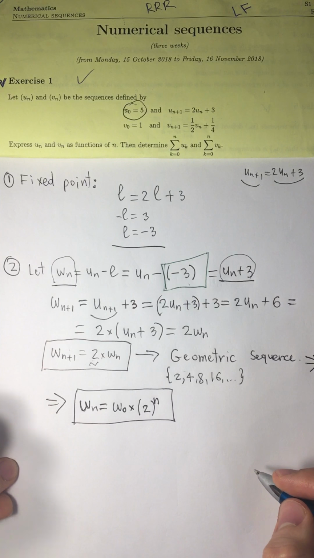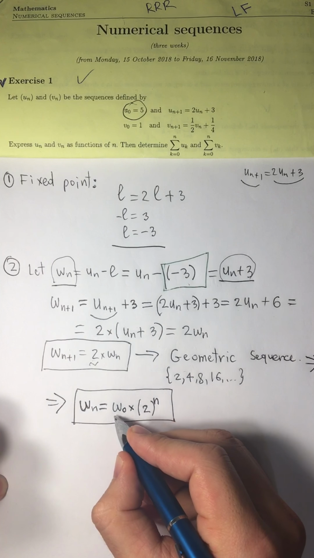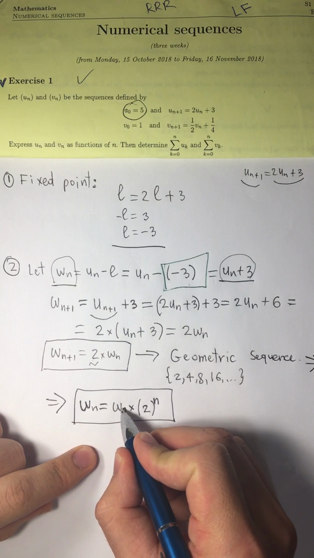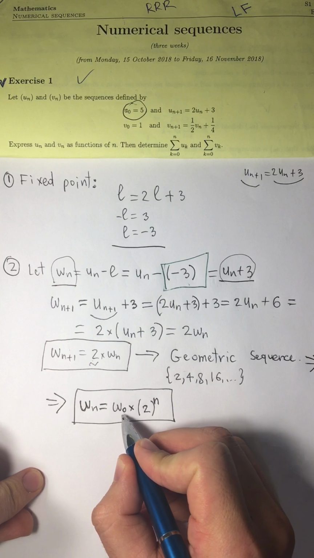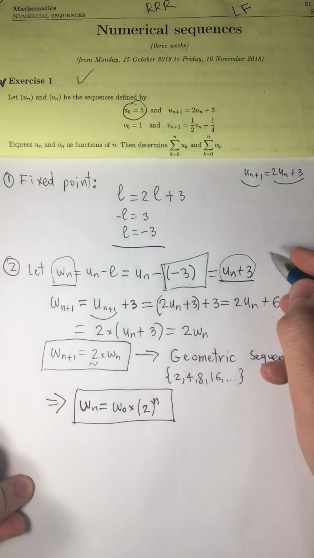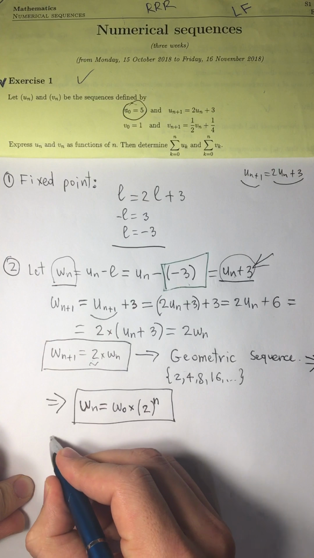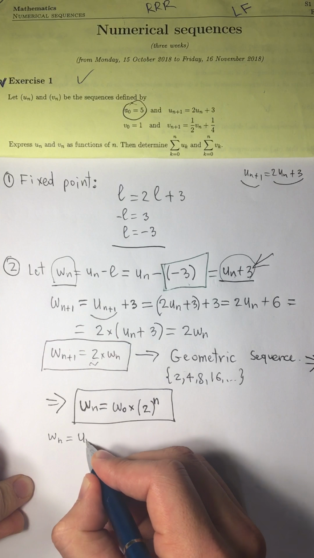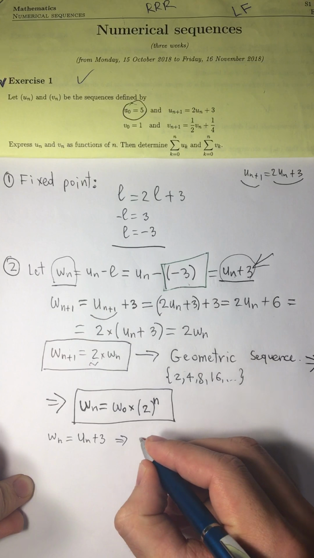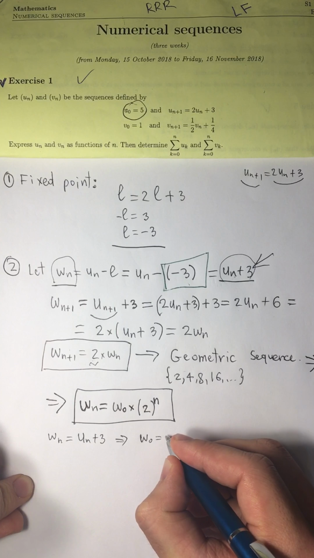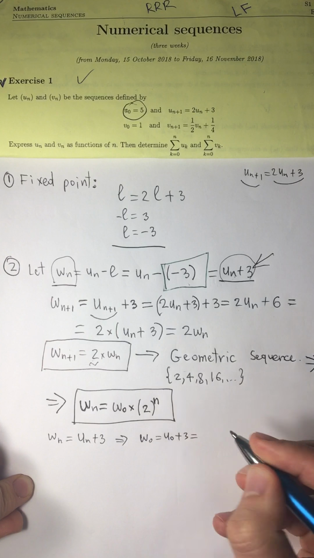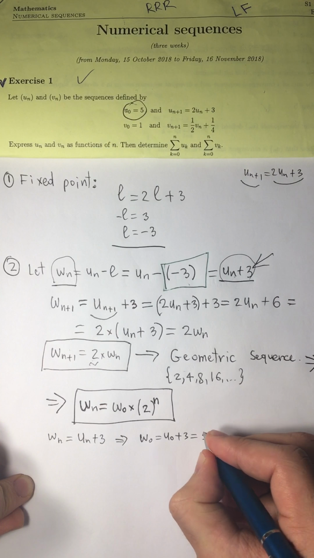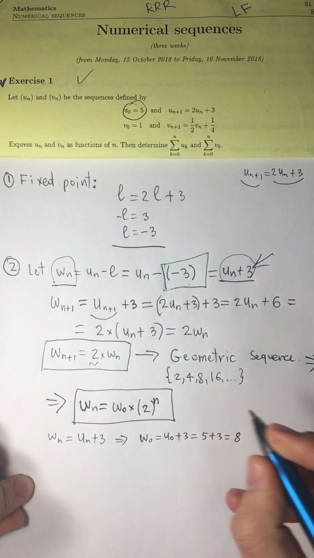Yeah. And now what do we do? It's easy now. The goal is to define wn. Now here we have it in terms of n, but we gotta find w0. In order to find w0, we need to use this equation, this one. Now I'm gonna use it. I know that wn is equal to un plus 3. Based on this, you can have w0 is equal to u0 plus 3. What is u0? u0 is given here. It's equal to 5. 5 plus 3, which is 8.